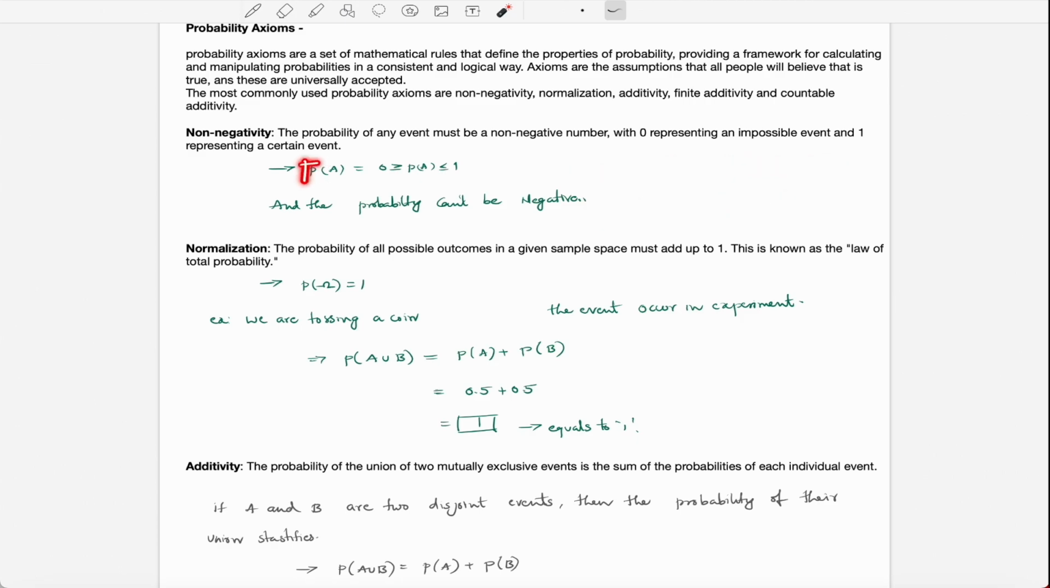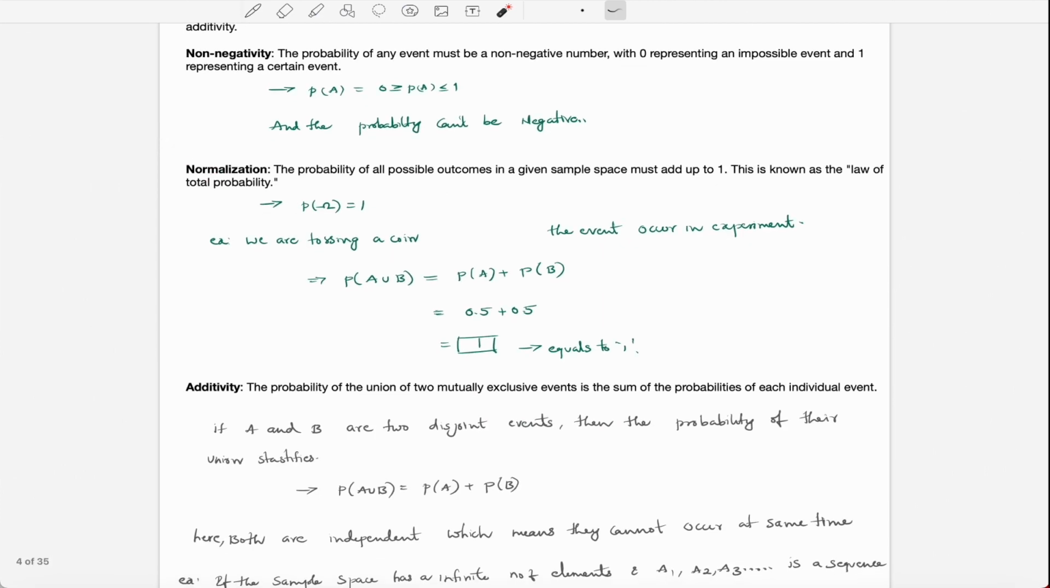Okay, so 0 is less than or equal to P(A), which is less than or equal to 1. It must be greater than or equal to 0 and less than or equal to 1. I hope you have the idea. And the probability cannot be negative. Why can it not be negative? Because we cannot have a negative probability. We cannot say there is a -20% chance of something. You have 0% and you have 100%. That's it. We are not saying -20%. What the heck is this, right?